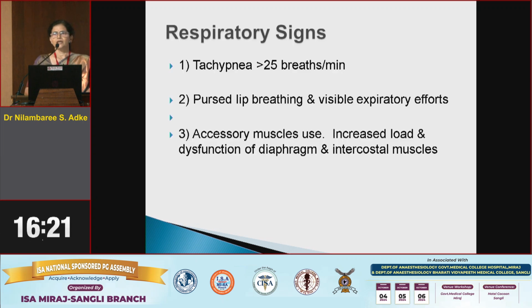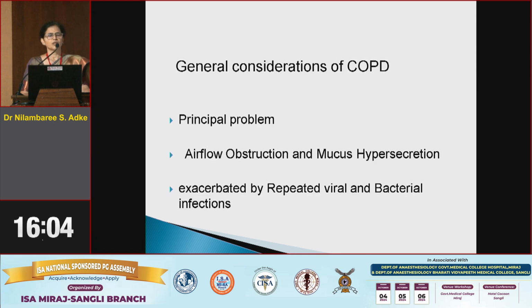So what respiratory signs do we get preoperatively? There is tachypnea, more than 25 breaths per minute, pursed lip breathing, and visible expiratory efforts are seen. Patients use their accessory muscles, so there is increased load and dysfunction of the diaphragm and intercostal muscles may occur. So general considerations are directed at airflow obstruction with mucus hypersecretion, and these are typically exacerbated by frequent viral and bacterial infections.